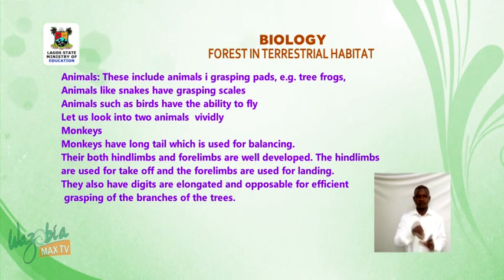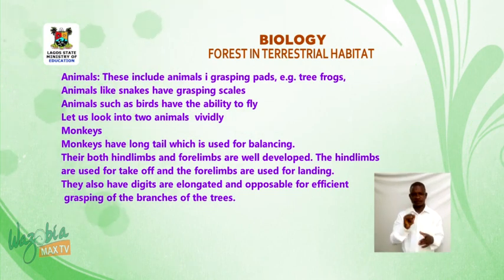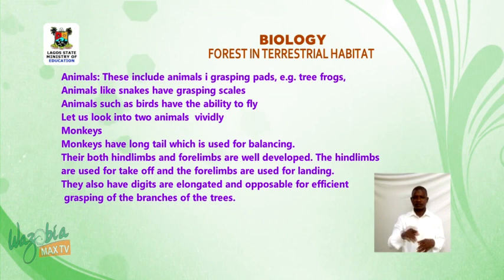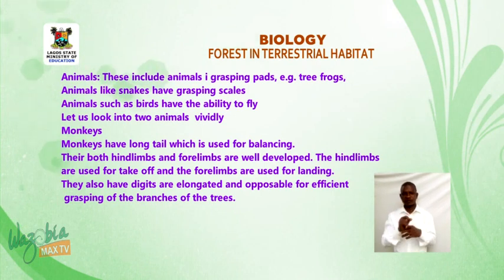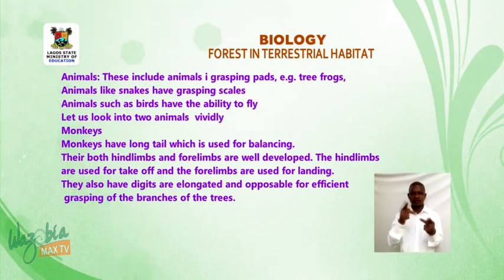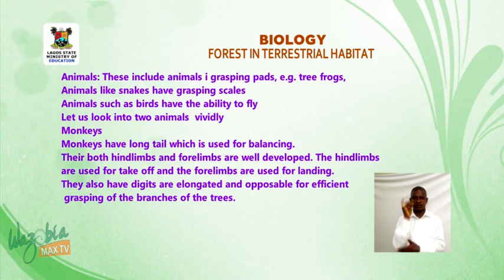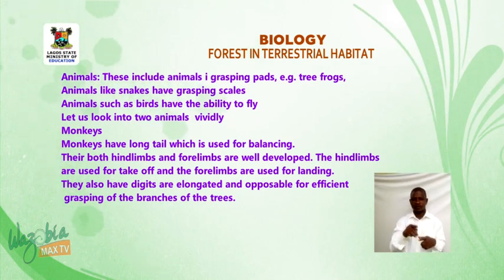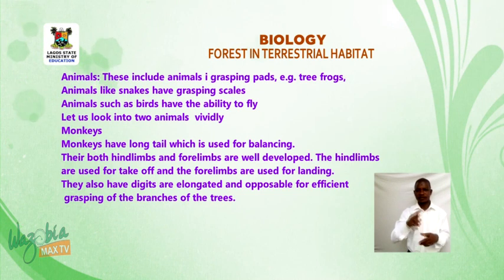Animals. These include animals with grappling pads, e.g. tree frogs. They have grappling pads that enable them to stay on the tree. Animals like snakes have grappling scales. See them with that scale, they can crawl on the trees, they can stay on the tree. That is the adaptive feature to stay in the forest. Animals such as birds have the ability to fly from one place to another. They can even leave the forest and fly to another region.